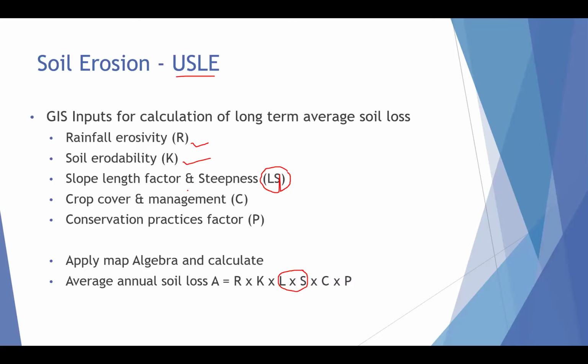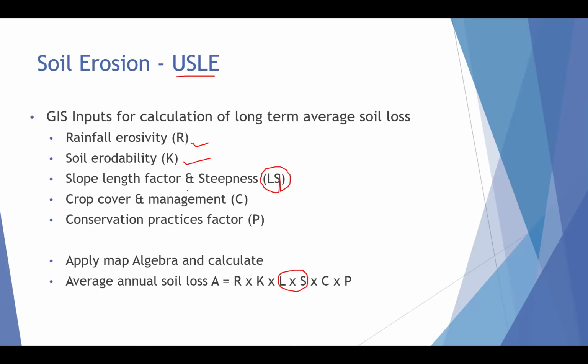The second factor is soil erodibility. All soils will not erode the same amount. If you have cohesion in the soil, then detachment becomes difficult. So soil erodibility is the second factor, which determines how much soil is getting eroded. Then slope length and steepness. If you have steep slopes and longer slopes, erosion is more. So that means your erosion is basically based on these three major factors, right?